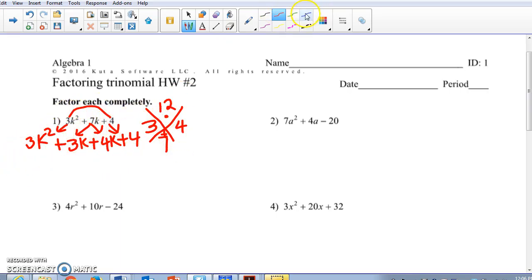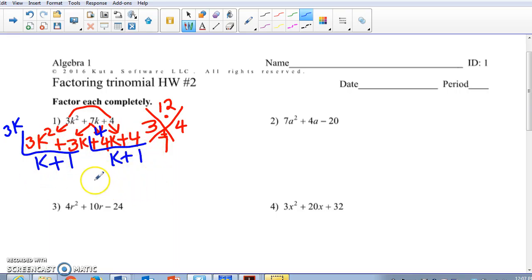When we have 4 terms, you know what to do. We just use grouping, 2 by 2 grouping. What is a common factor between 3k squared and 3k? 3k. So we factor out 3k, which leaves k, and 3k divided by 3k is 1. Now let's look at 4k and 4. What's a common factor between those two? 4. 4k divided by 4 is k, and 4 divided by 4 is plus 1. Yay! Now I have a common factor of k plus 1.